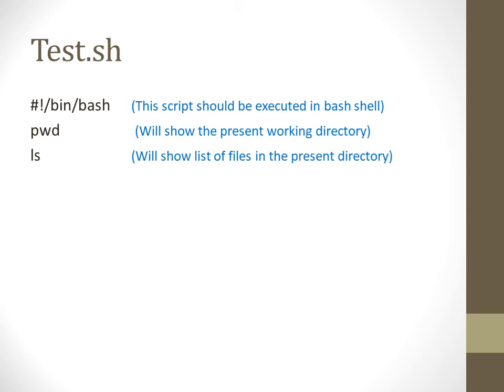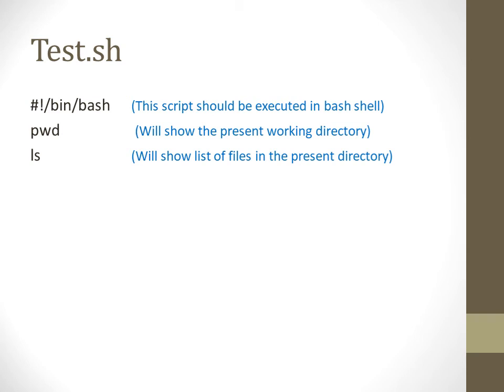After that the next shell command is pwd. It will show the present working directory. And the third command is ls. It will print the list of all the files in the present working directory. So after writing this particular shell script, we need to run it in the Unix operating system.